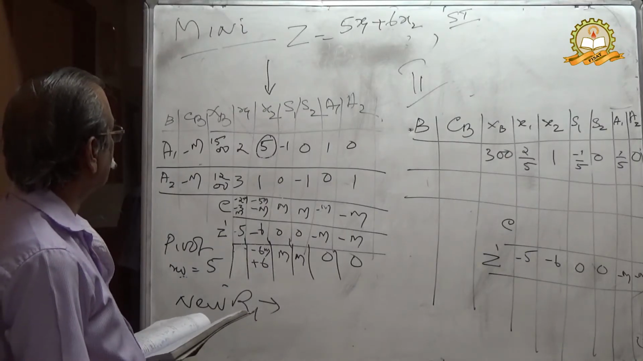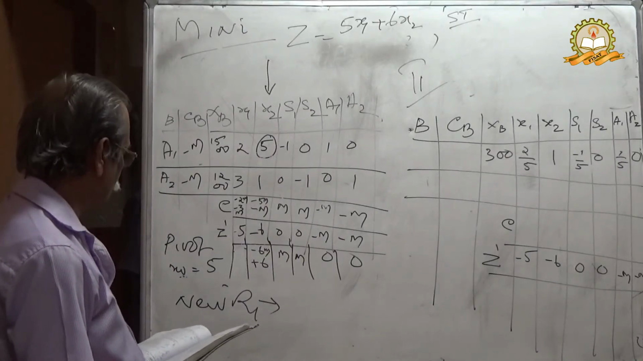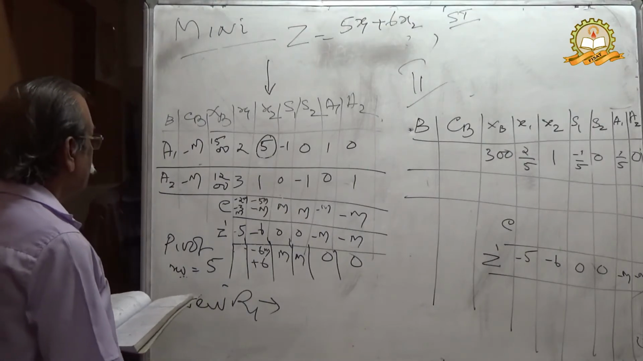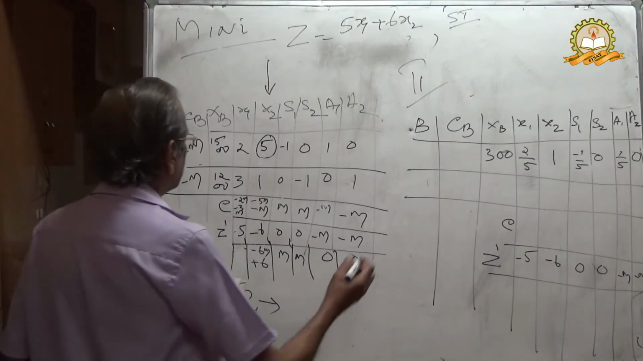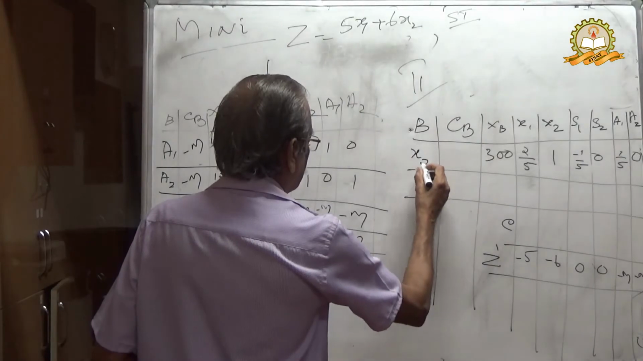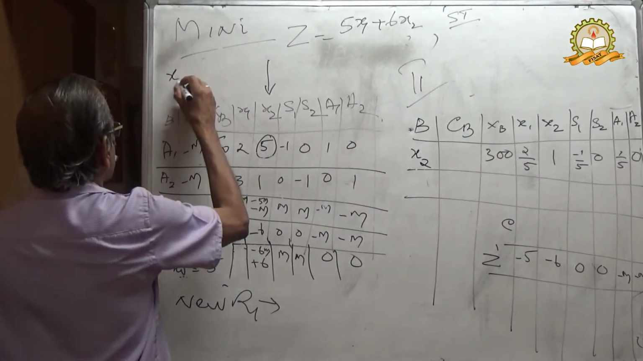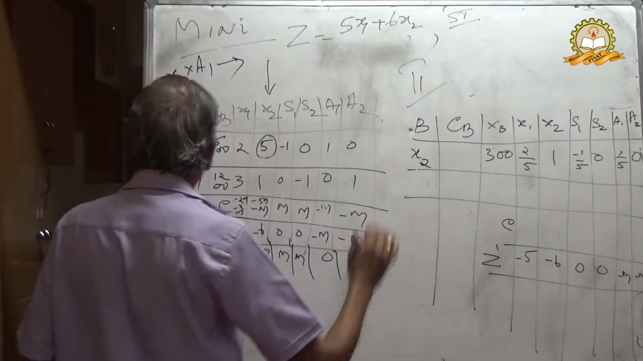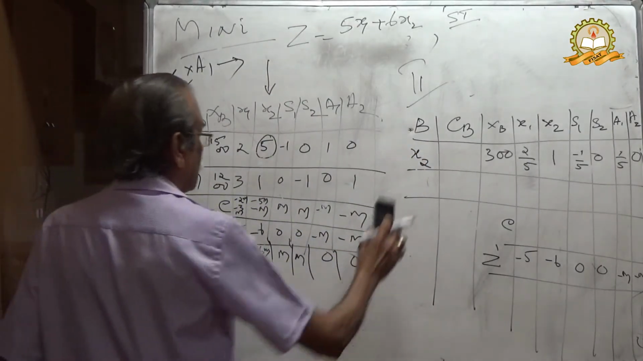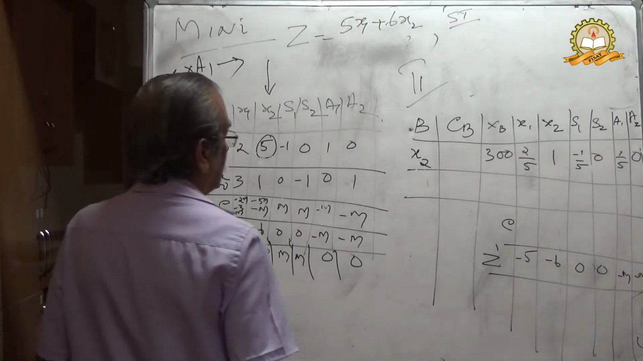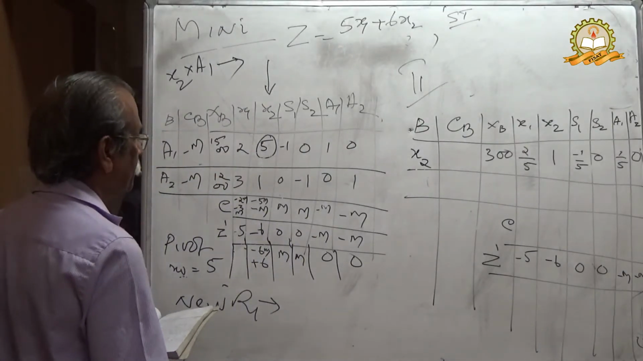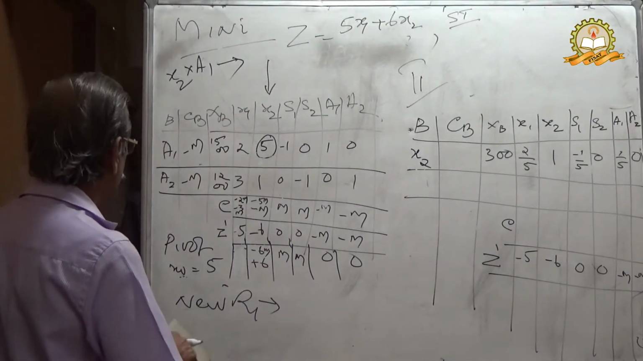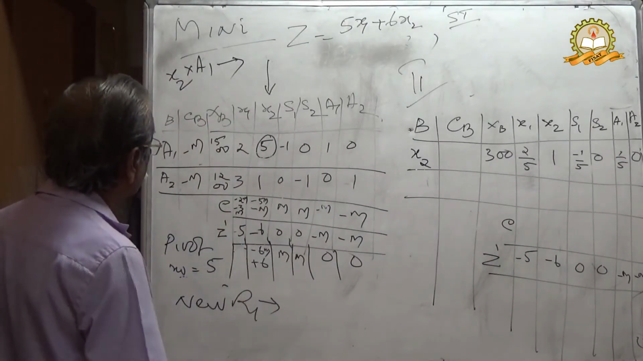A1 row and X2 row intersect, and you get the new R1. X2 and A1 intersect. Therefore, changing over X2 and A1, you have X2. Then consider row number 2.